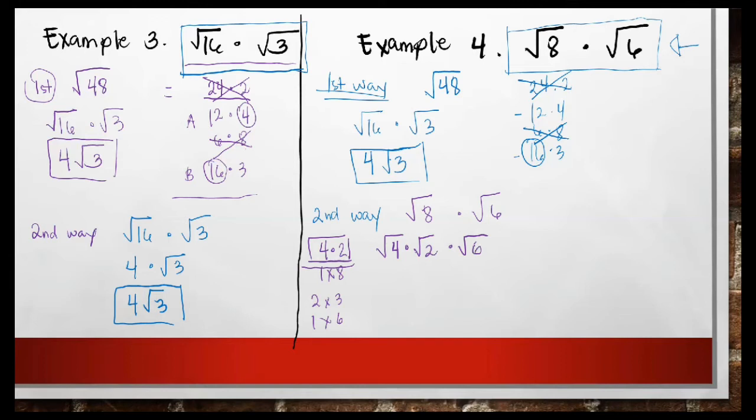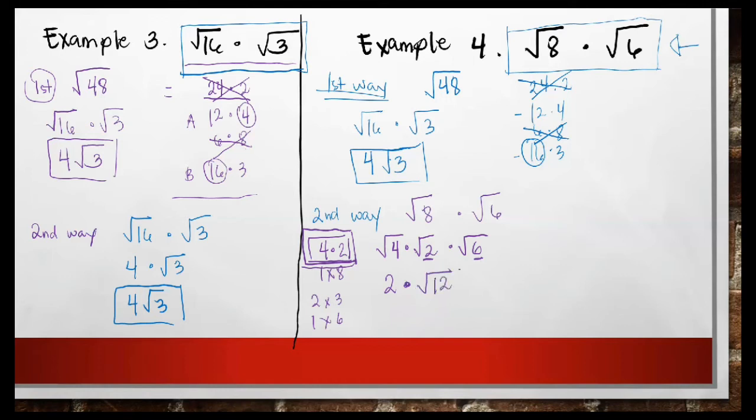Now, let's simplify. So we have the square root of 4. It is equal to 2. And then, since square root of 2 doesn't have any square root and also 6, then we will proceed with our product of radical, which if they have the same index, we multiply the radicand. So therefore, it is times the square root of 2 times 6 is equal to 12.